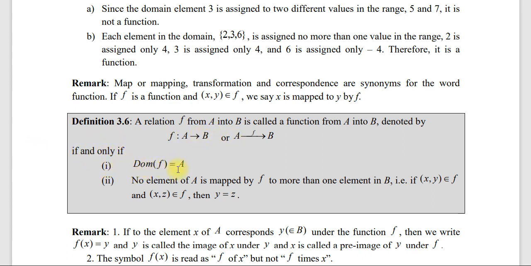the domain of f is equal to A, and second, no element of A is mapped by f to more than one element in B. Therefore, if (x, y) is an element of f and (x, z) is an element of f, then y equals z. This definition is mainly given to strengthen the concept of a function. What does it mean that no element of A is mapped by f to more than one element in B?